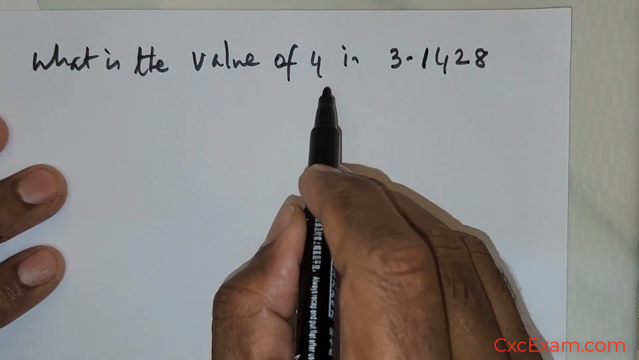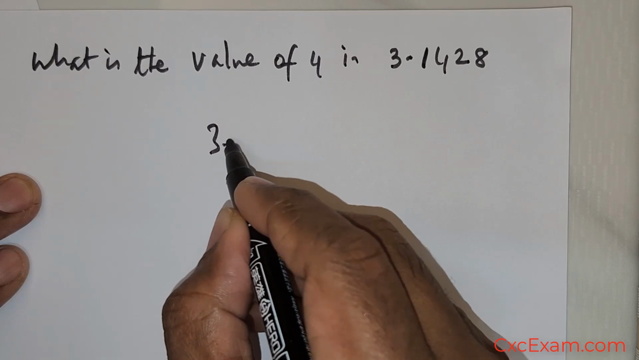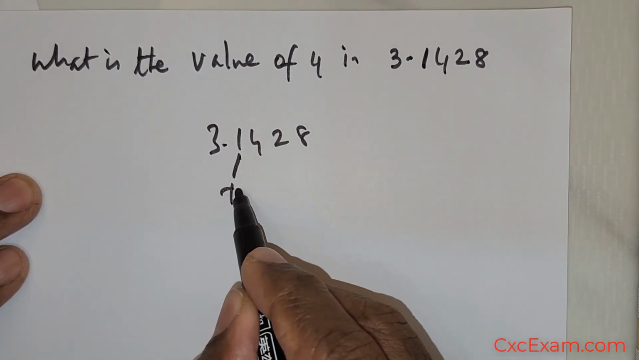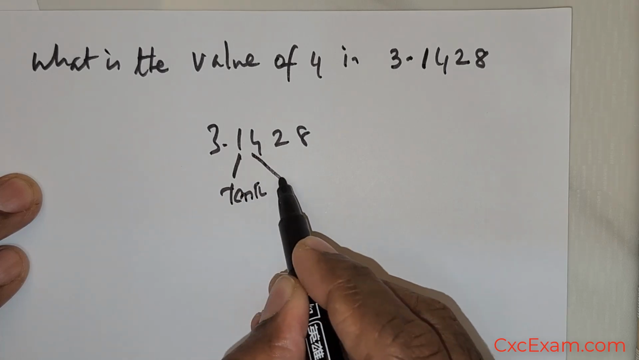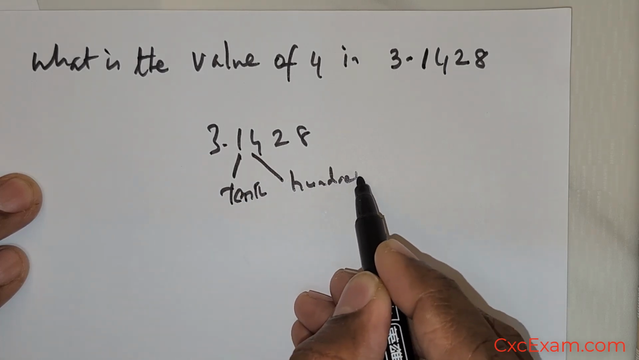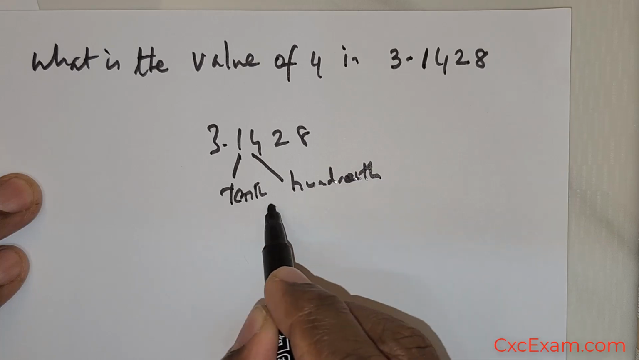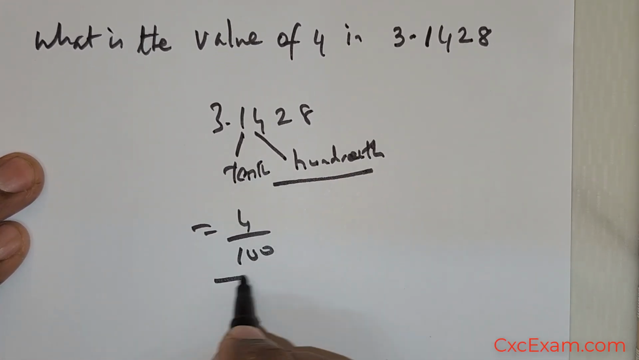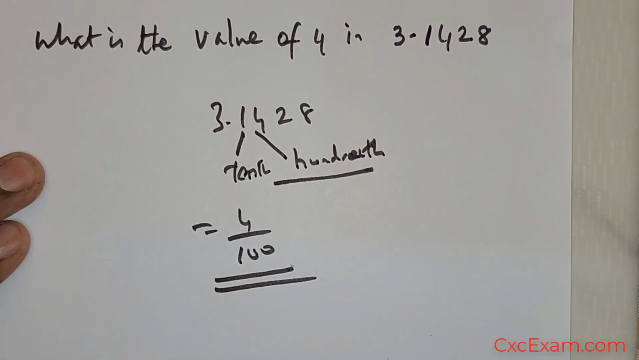Now we're expected to find the value of 4 in 3.1428. Now this is the 10th place, this is the 100th place. So the 4 value is 4 divided by 100, so that's the solution for this question.